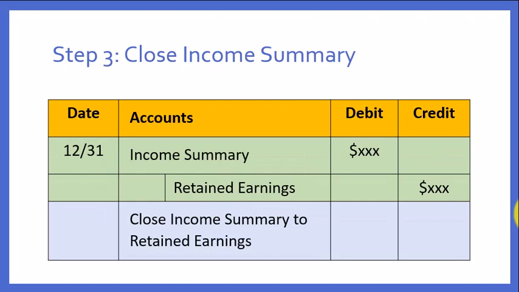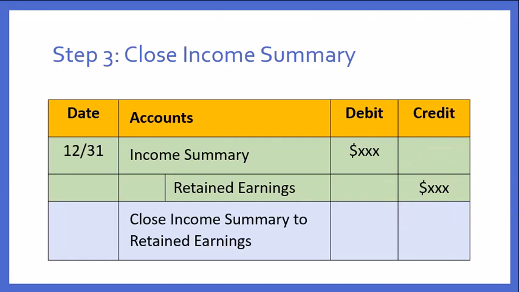Now it is time to move income summary into retained earnings. Assuming that the company has a net income for the period, that means assuming that revenues were greater than expenses, the income summary account is going to have a credit balance, meaning that our closing entry is going to look just like this. We're going to debit the income summary account for whatever credit balance it's currently carrying, and we're going to move that into retained earnings. Retained earnings is an equity account. So when we credit retained earnings, we are increasing that account.